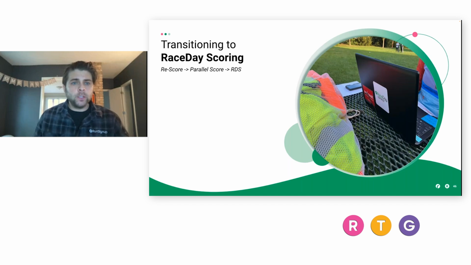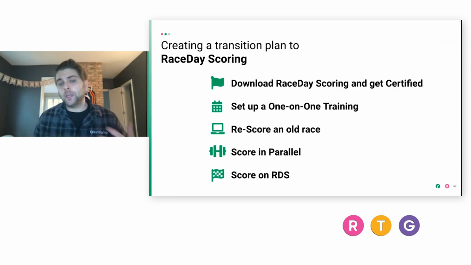So transitioning to RaceDay scoring. Three steps is a very simplified version of this, but basically rescore races that you scored already. We can go to the next slide. So this is kind of five steps, so we'll expand this.